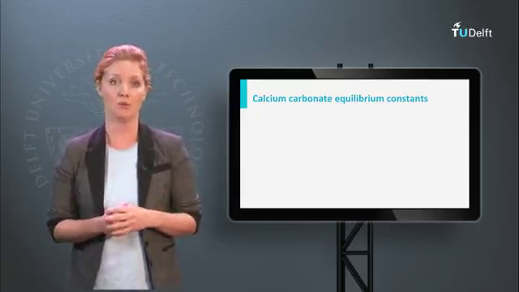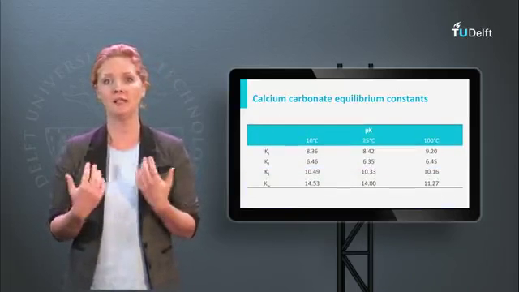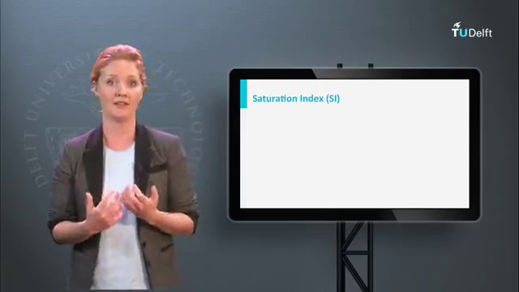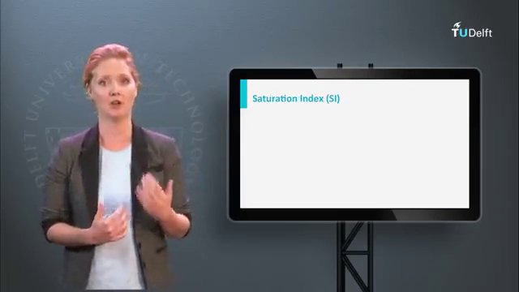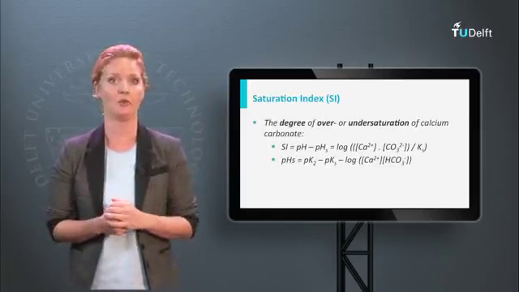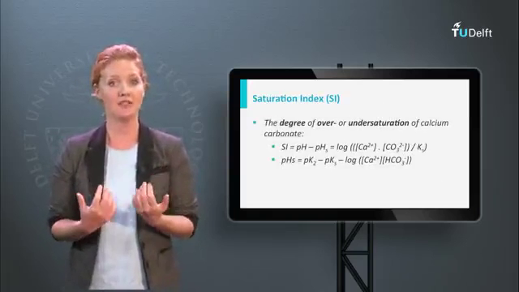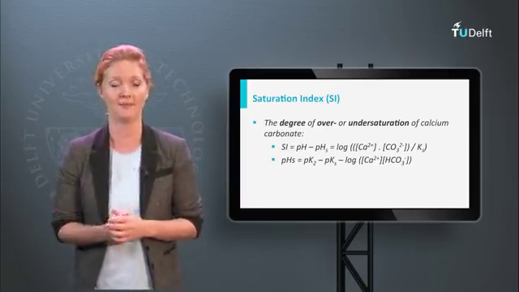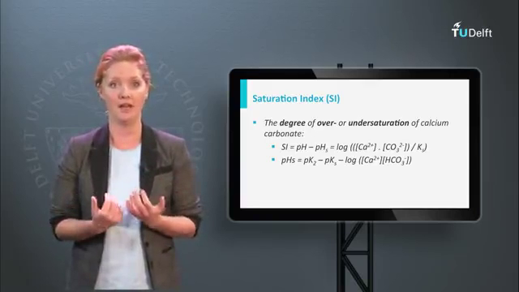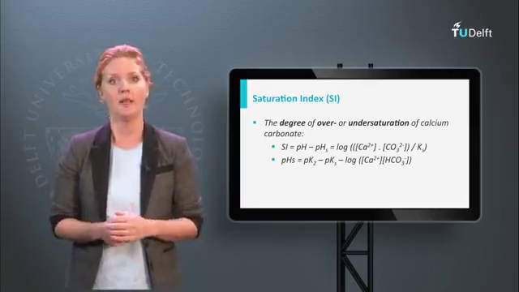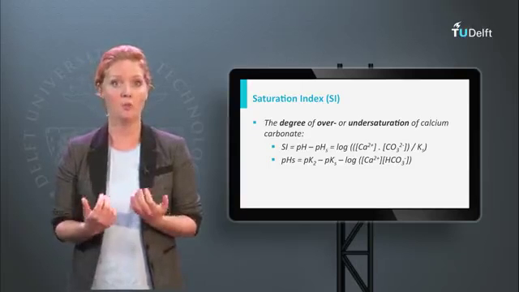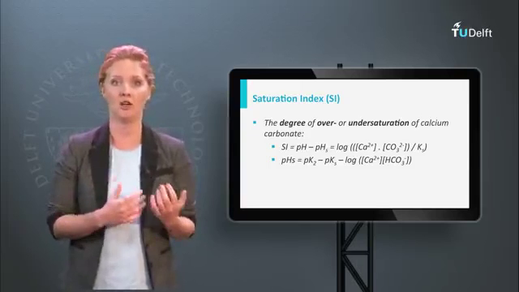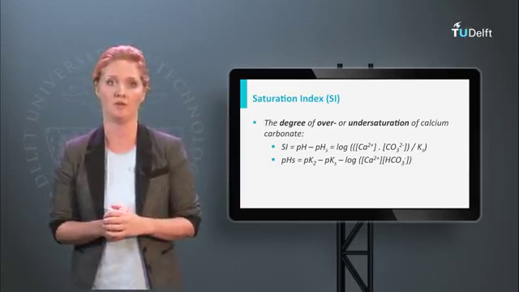For calcium carbonate equilibrium calculations, you will frequently need constants as depicted in this table. Before we start the exercise, I want to introduce one last term, namely the saturation index, or SI. The saturation index is the degree of over or undersaturation of calcium carbonate. SI equals pH minus pHs. pHs is the pH at which water is in equilibrium and can be calculated with the equilibrium constants and calcium and bicarbonate concentrations.